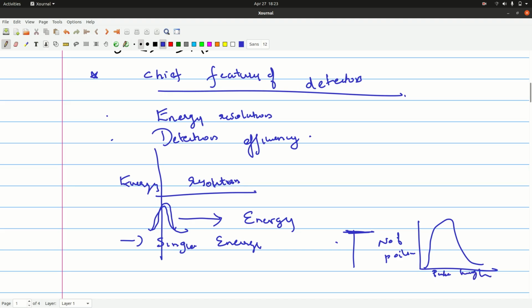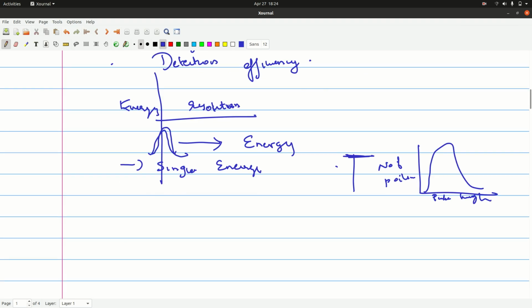So instead of a sharp line, you get a distribution. In this condition we are measuring one single energy, so we are expecting one single output with the same constant voltage, but there may be some fluctuation. We are expecting a sharp line in the number of pulses versus pulse height, but we are getting different pulse heights and so we get a spectrum. That is called the pulse height spectrum.